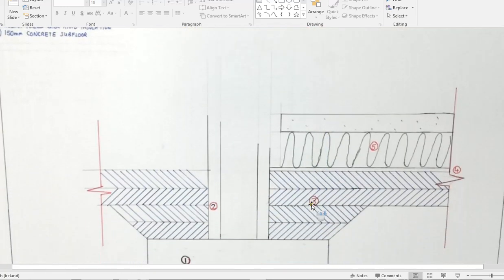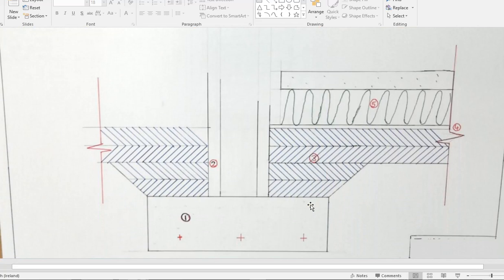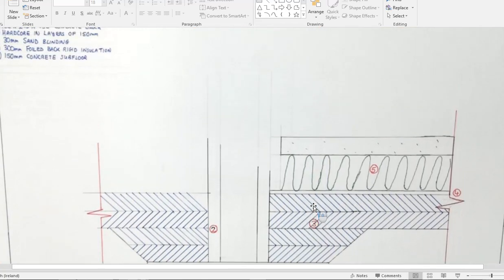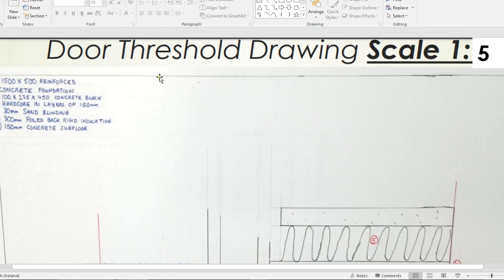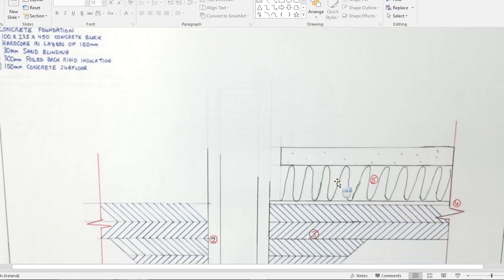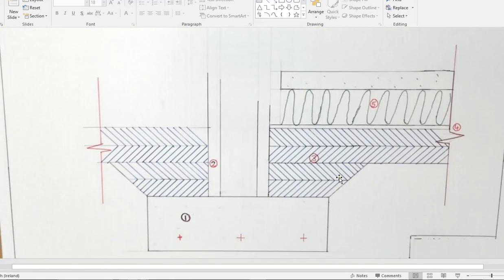Now, to start off looking at the base and threshold of the door, again all this will be drawn to scale 1 to 5. So this is called the threshold of the door. To start off this drawing, the student has broken it down into 3 diagrams. So the 3 diagrams are as follows. This here is the first diagram.